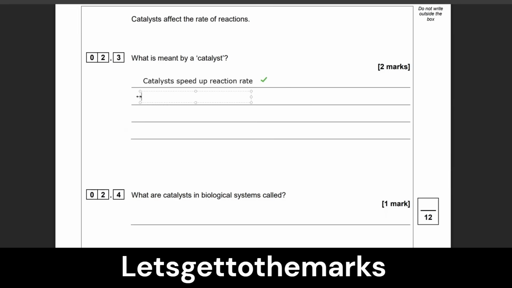How do they do this? They do this by lowering the activation energy. So they do this by lowering the activation energy. And they provide an alternative route. But also, I want to say they do not get used up in the reaction. So I'm covering all bases here.